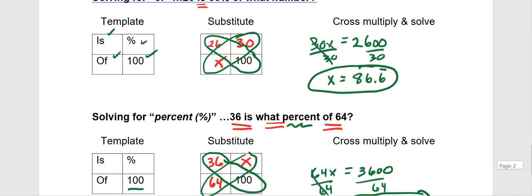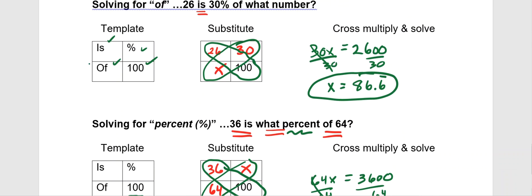I will ask you to do the practice as prescribed, and we'll discuss more in class.